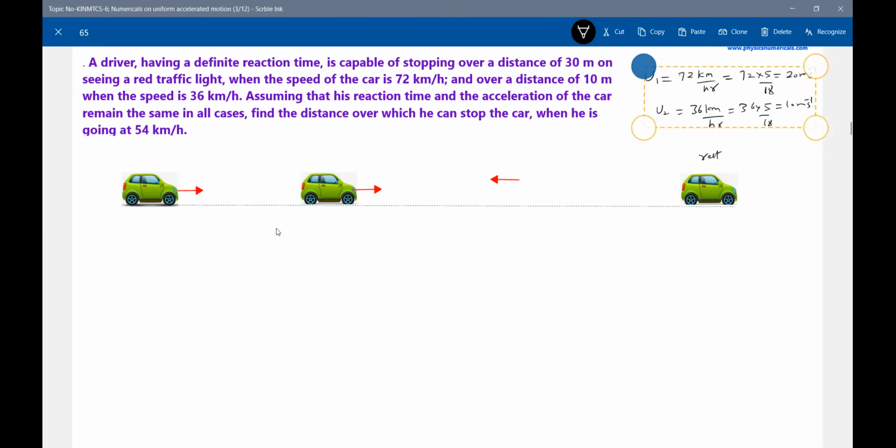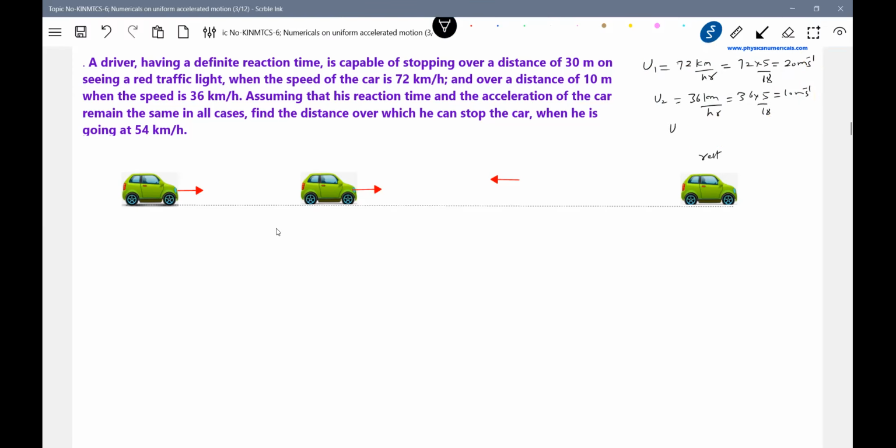What about U3? Let me convert into meters per second. 54 km per hour, multiplied by 5 by 18. This will be 15 meters per second.